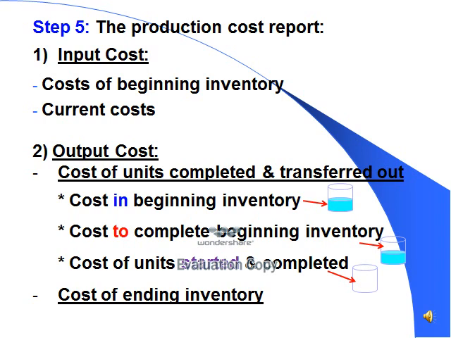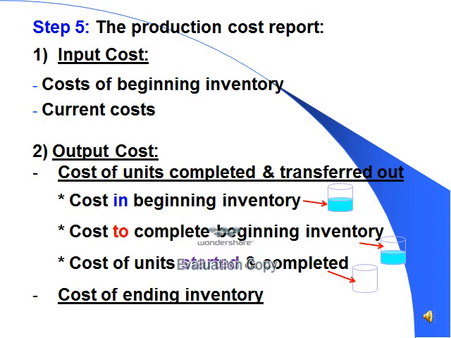Step number 5, the production cost report. It consists of two parts, input cost and output cost. Input cost is costs of beginning inventory and current costs. Output cost is costs of units completed and transferred out and the cost of ending inventory.